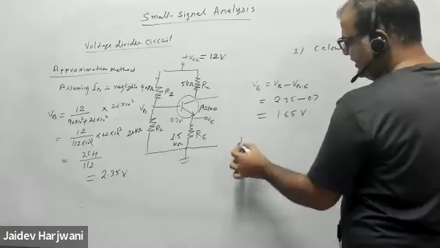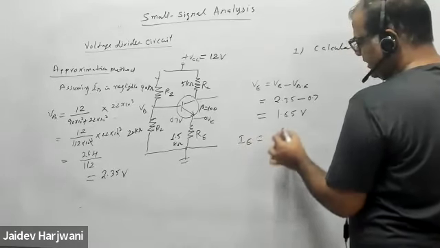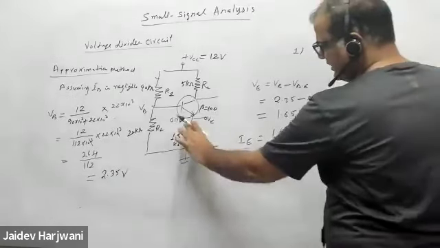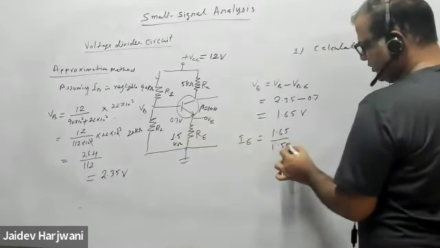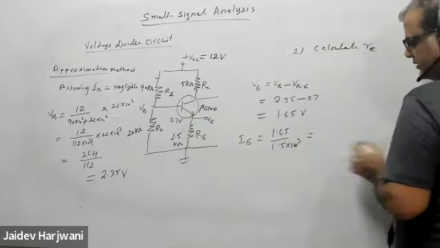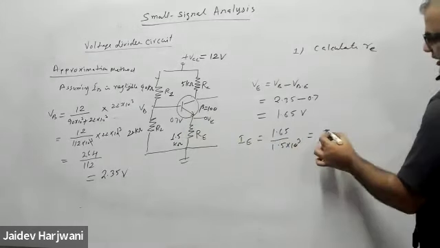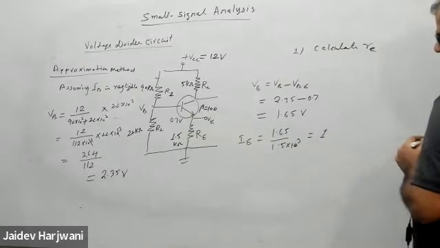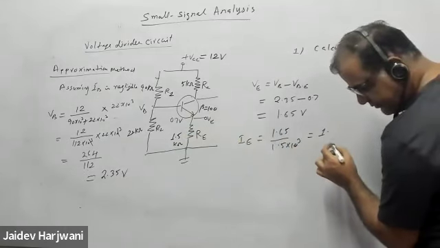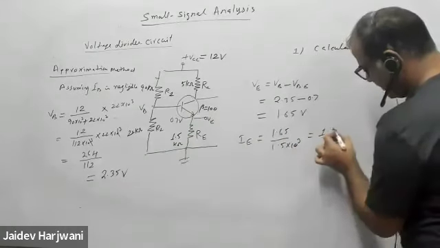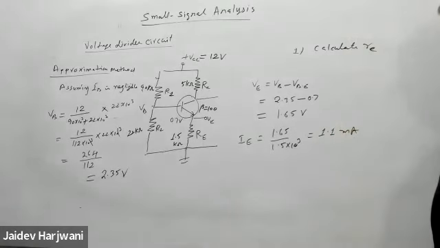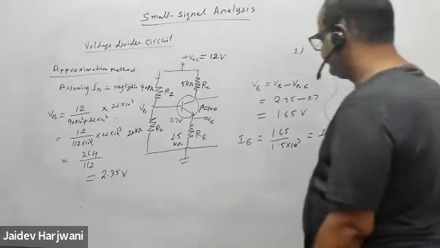Now you want IE. IE is 1.65, this voltage divided by RE. RE is 1.5 kilo ohm. So how much milliampere is coming? Tell me. 1.1. Okay, 1.1. I'm writing this one. Tell me if it's wrong. So 1.1 milliampere.